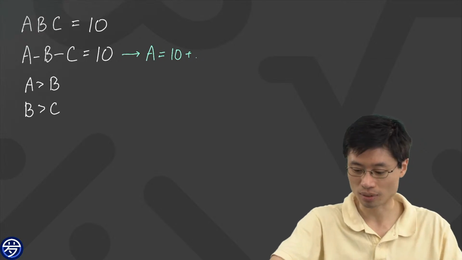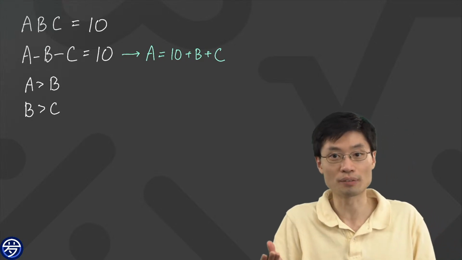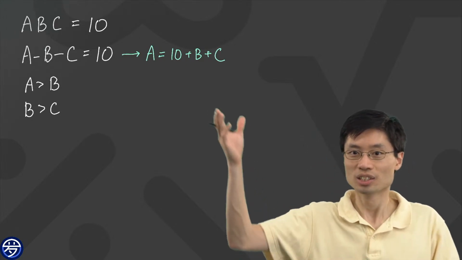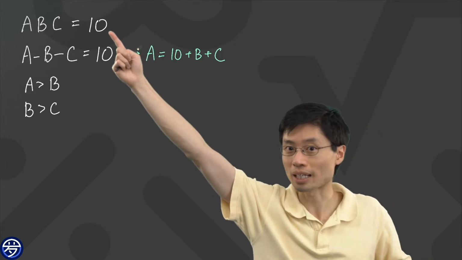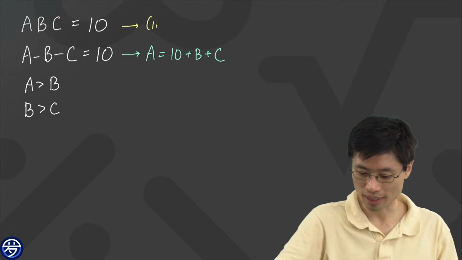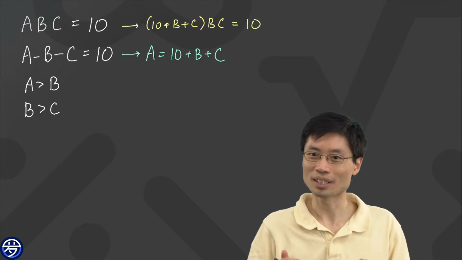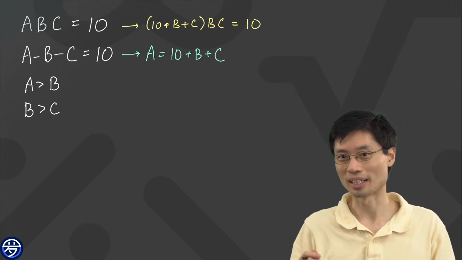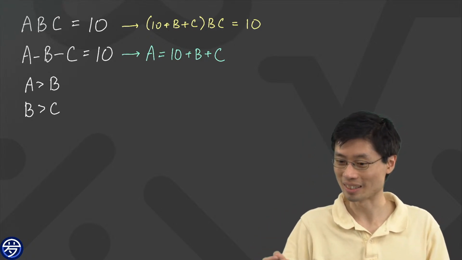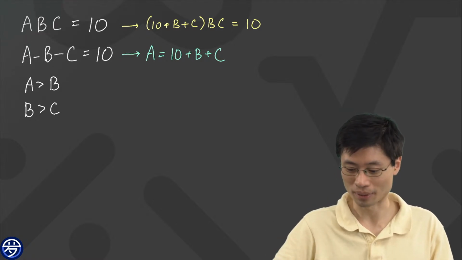I basically want to talk through what you would do if you had numbers that you couldn't guess and check. Because somebody could have given you a problem where the numbers aren't nice. So if A is 10 plus B plus C, let's put it back up there. We get (10 plus B plus C) times B times C equals 10. Now how would you solve this? Well, I'm going to turn one of them into an X, okay? That'll make it easier to see what I'm about to do.